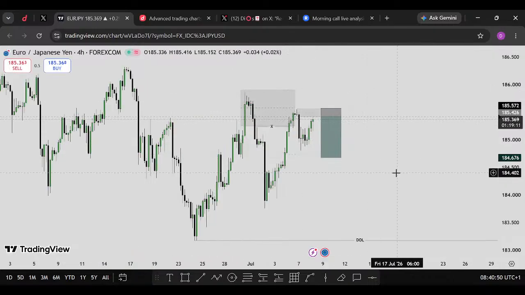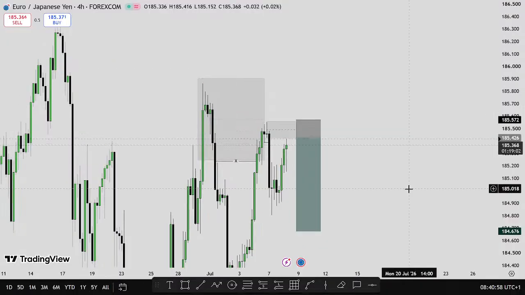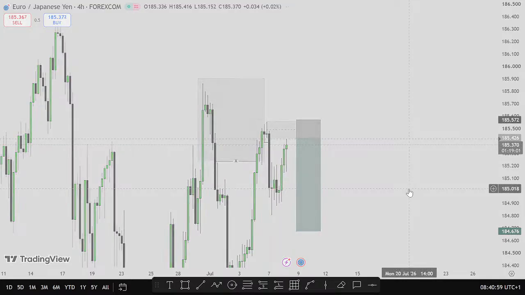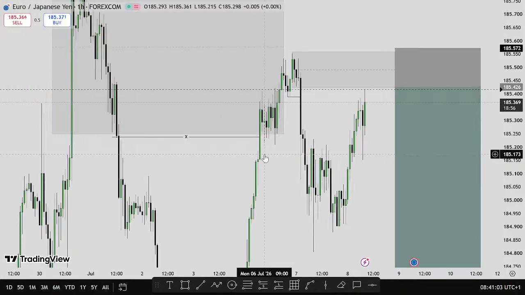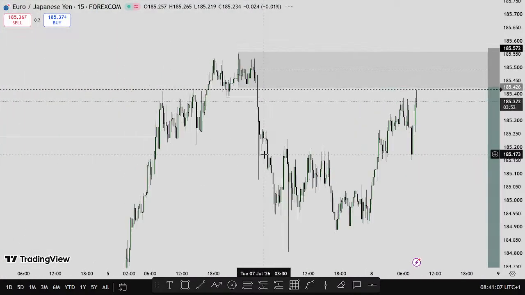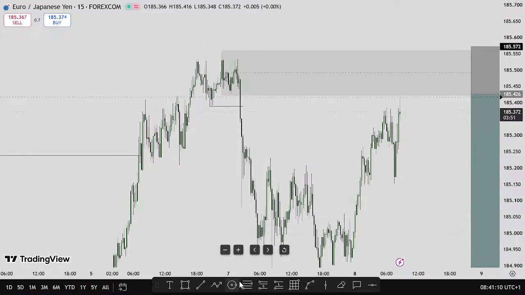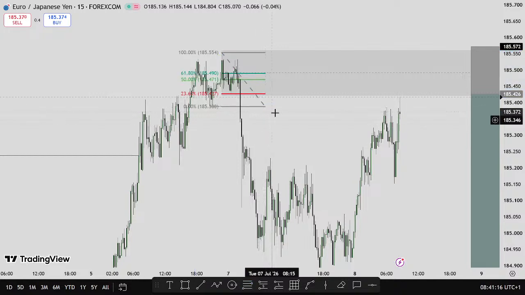For Euro JPY, Jesus. How did this thing not alert me? Did it not send a message? It didn't send a message. Hold on. Except I did not draw it correctly. Yeah, I did now.